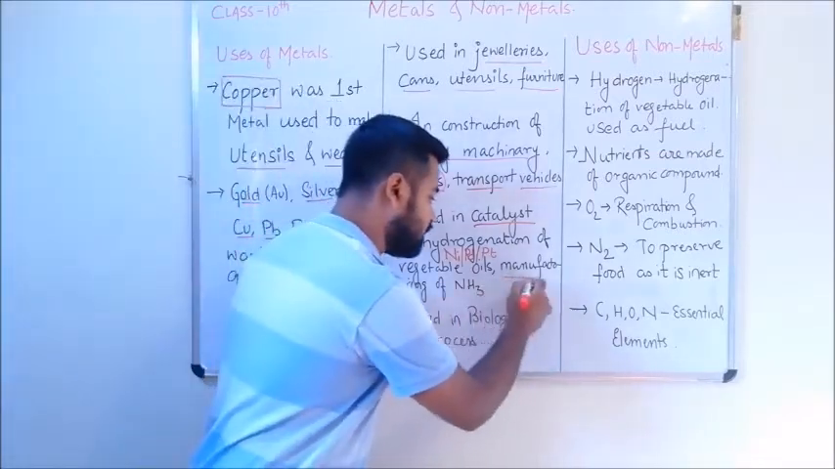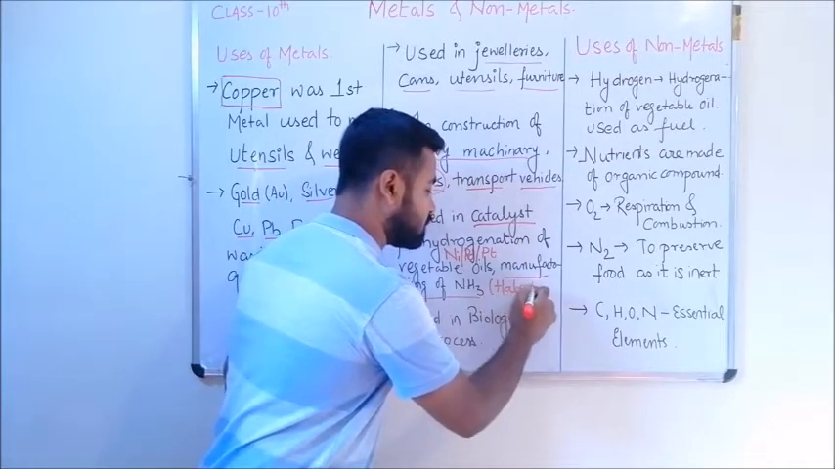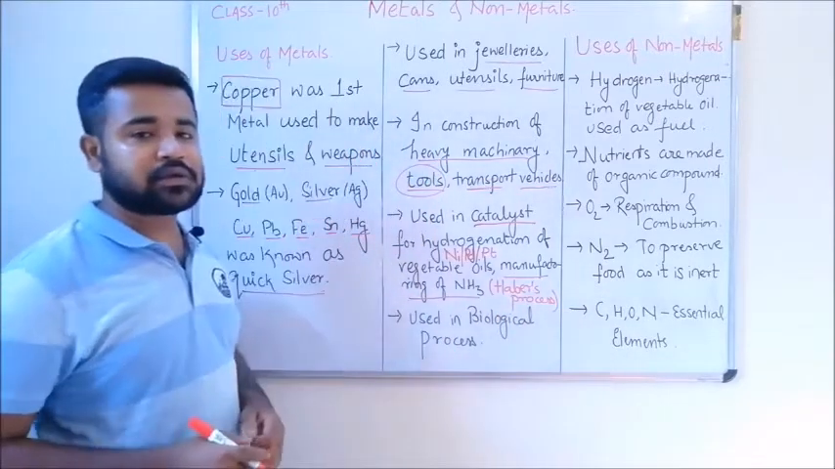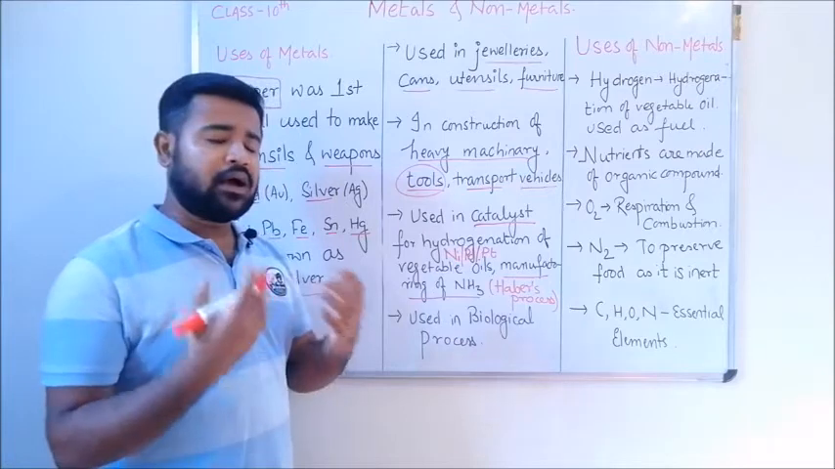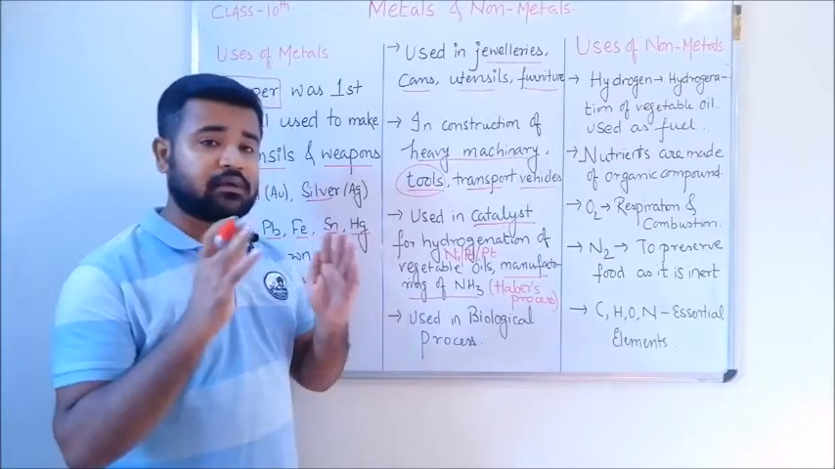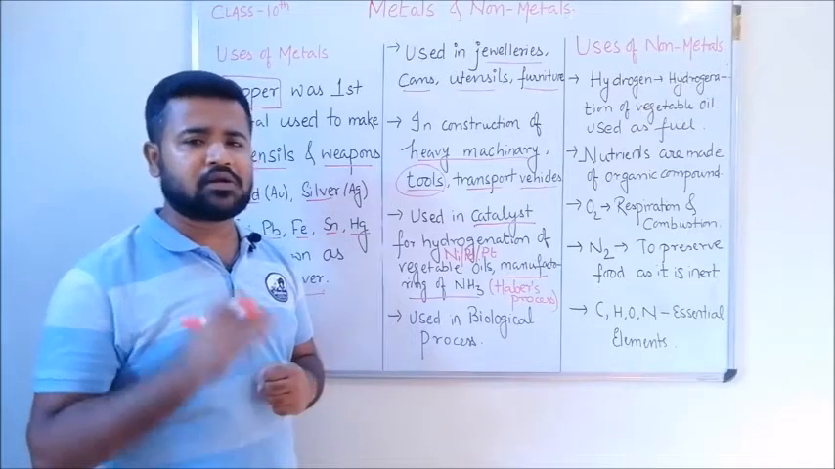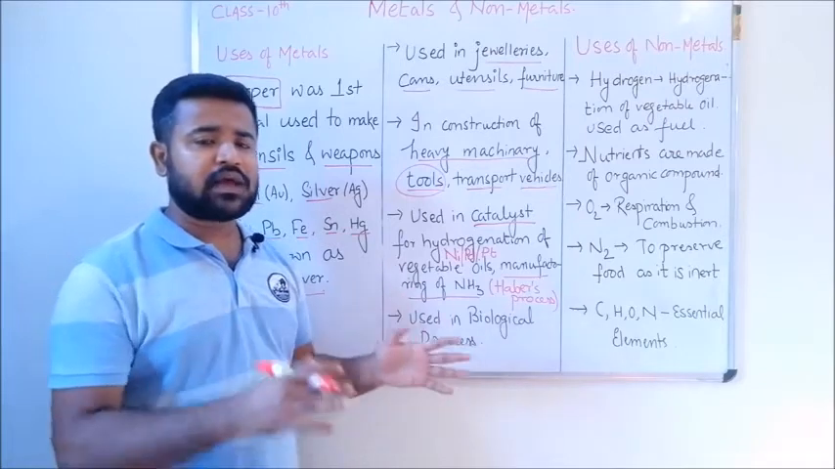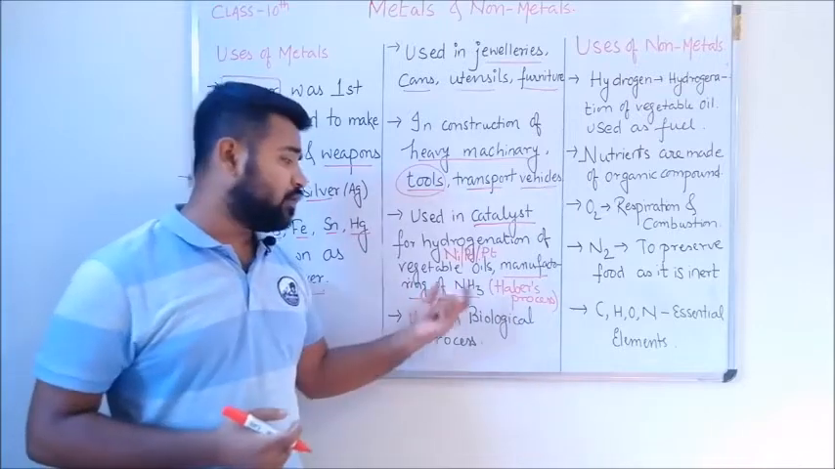Next is the manufacturing of ammonia. The manufacturing of ammonia is called Haber's process. So how is ammonia prepared? Ammonia is prepared by combining nitrogen with hydrogen, but the reaction is very slow. That's why we use an iron catalyst or the oxide of iron. At present we use the oxide of iron; earlier we used iron as a catalyst. So in Haber's process we use Fe to manufacture ammonia.